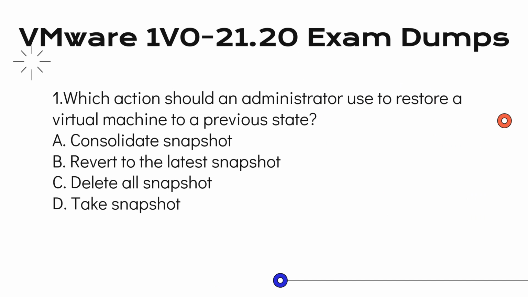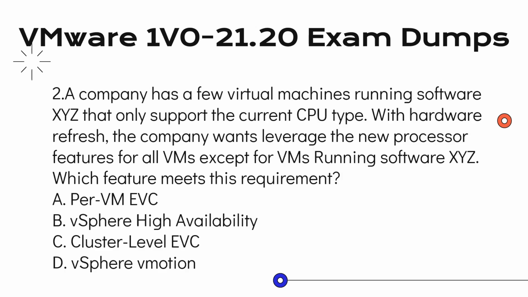1. Which action should an administrator use to restore a virtual machine to a previous state? A. Consolidate snapshot. B. Revert to the latest snapshot. C. Delete all snapshots. D. Take snapshot.